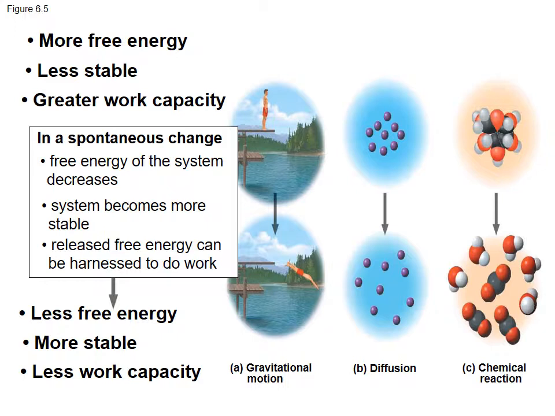In the third series of images, we've got a large molecule, and the second image is that molecule broken apart into smaller molecules. There's more free energy stored in those chemical bonds, and that is less stable in that larger molecule. So that molecule can be broken apart to release energy, which can do work. And then the second image with the smaller molecules, that's more stable, and there are fewer bonds that can be broken in order to do work.